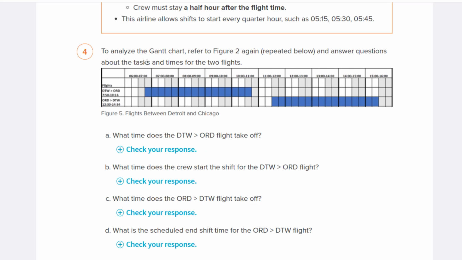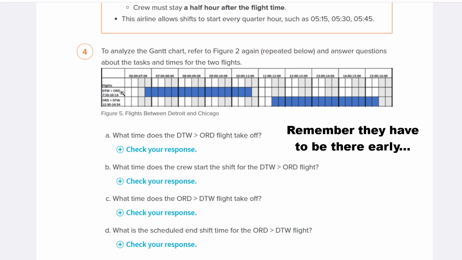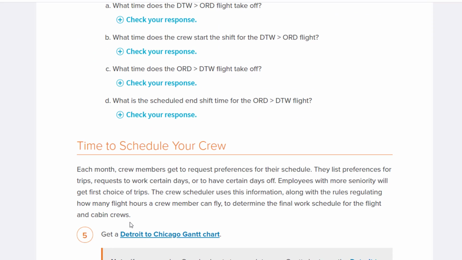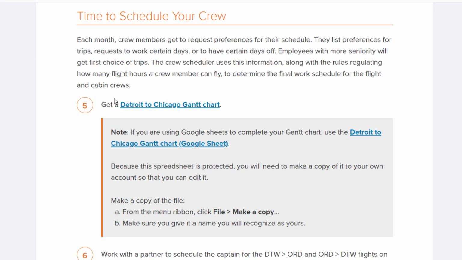So now there's a question. Study the chart and answer the question, what time does DTW take off? So study this, figure out that time, and then answer it in your head, check if you're right, and then solve the next ones. Now it's time to schedule a crew.